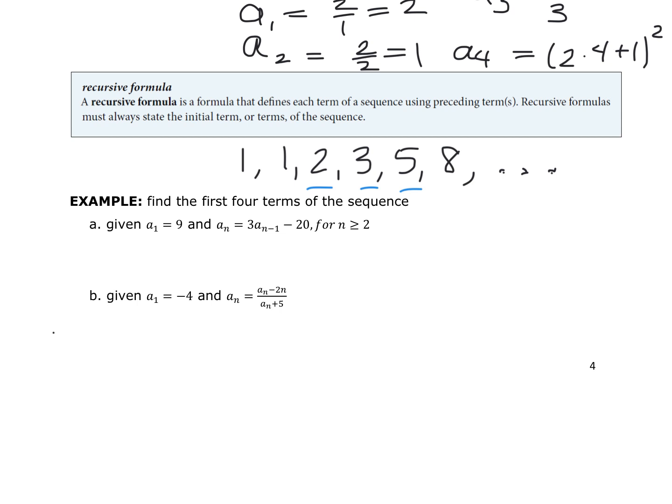The way I got 8 is I add 5 plus 8. And so my next term would be 8 plus 5. That's one of the most famous ones, Fibonacci.